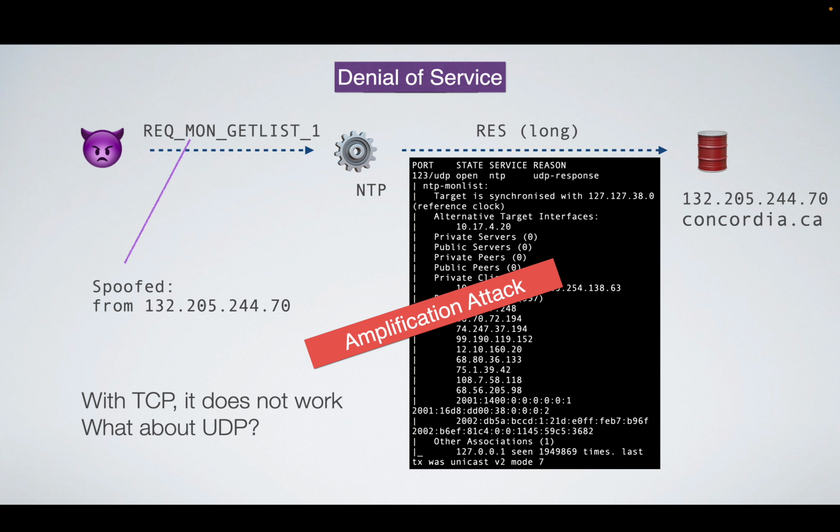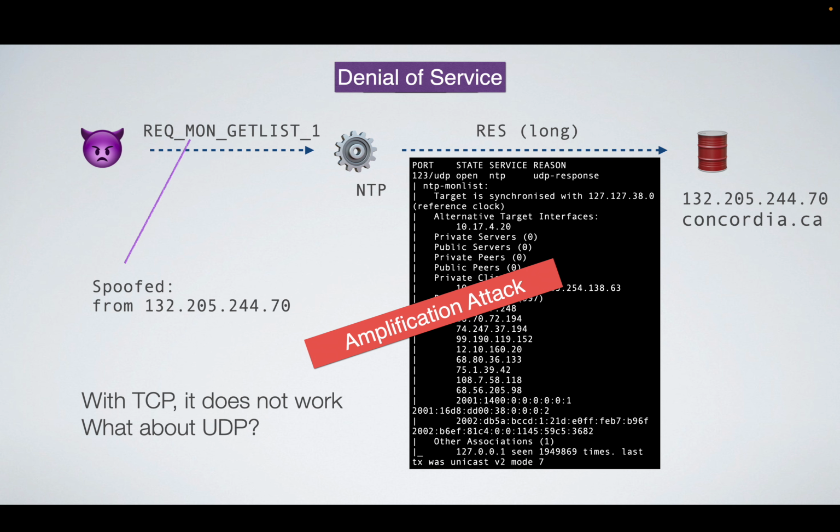So that's what people would do: they would say, give me the list, give me the list, give me the list, as fast as they possibly could. These big mainframes were able to take that traffic, create responses that were 10 times bigger, and send them just as fast over UDP to the spoofed target, which is Concordia. So now, as much bandwidth as I have, it's being amplified 10 times. I'm hitting Concordia with 10 times more traffic than I can produce myself.